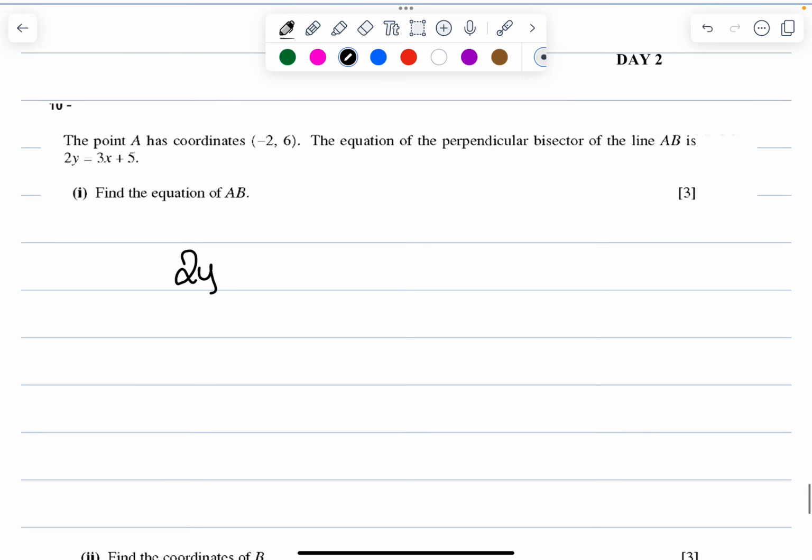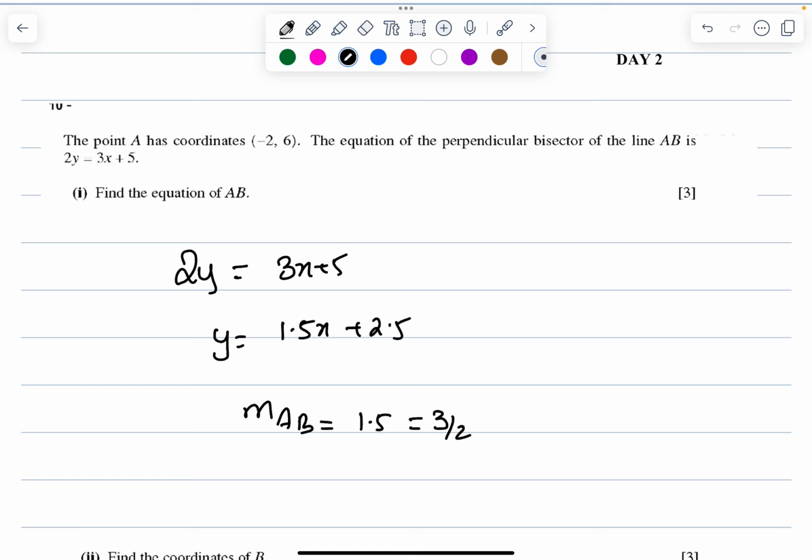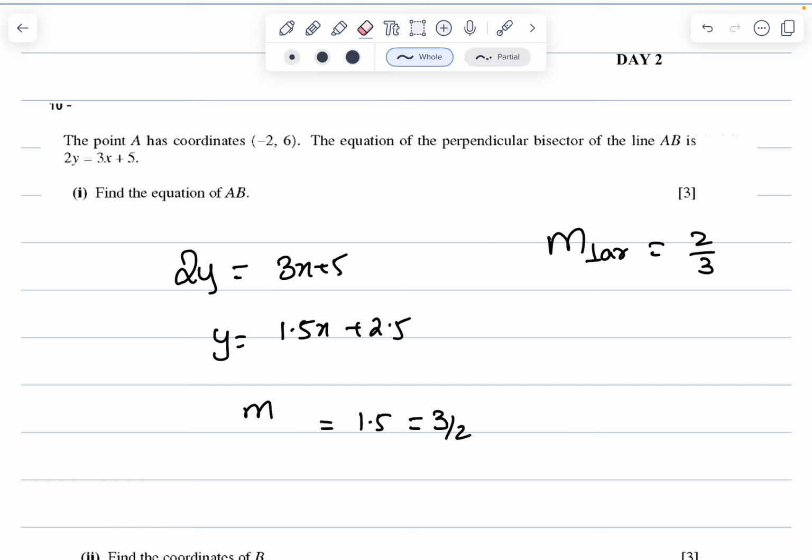So 2y equals to 3x plus 5. So y equals to 1.5x plus 2.5. So gradient of the perpendicular bisector is 1.5, which is 3 by 2. So the gradient of AB is going to be nothing but what? Negative 2 by 3. So this was the perpendicular bisector gradient, and AB's gradient is negative 2 by 3.